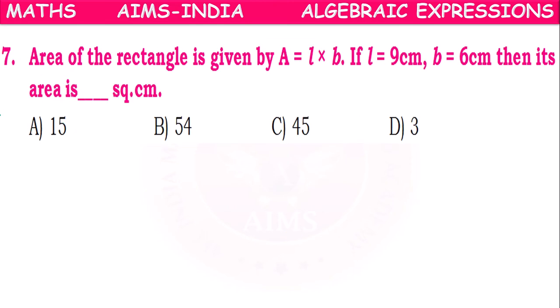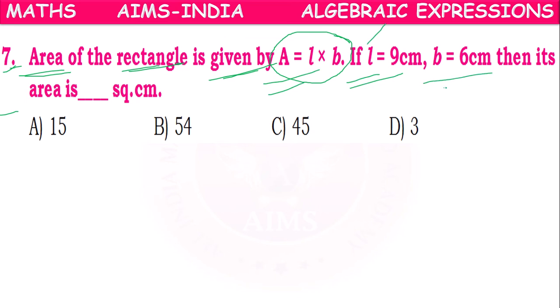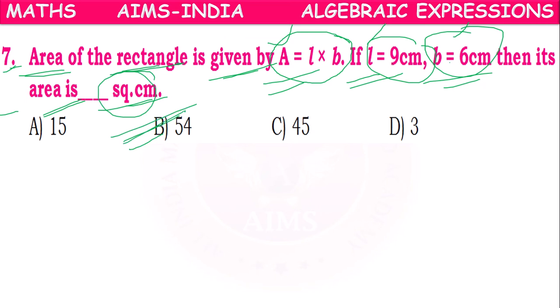Next. Area of the rectangle is given by A equals L into B. If length is 9 cm, breadth is 6 cm, then its area is how much? Area of rectangle is given by length into breadth. Length and breadth are given separately. Then its area is 9 into 6, 54 square centimeter. Option B is right.